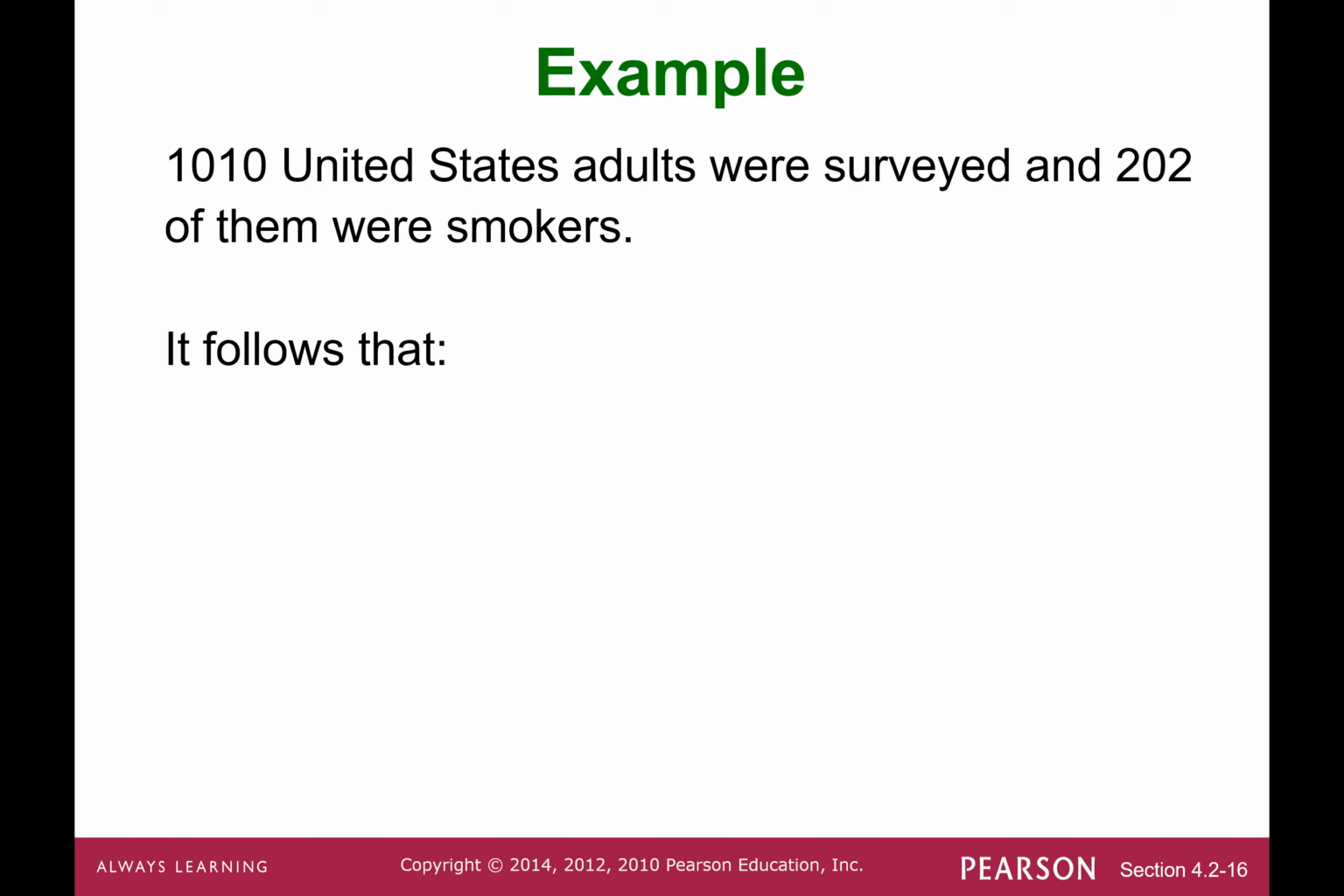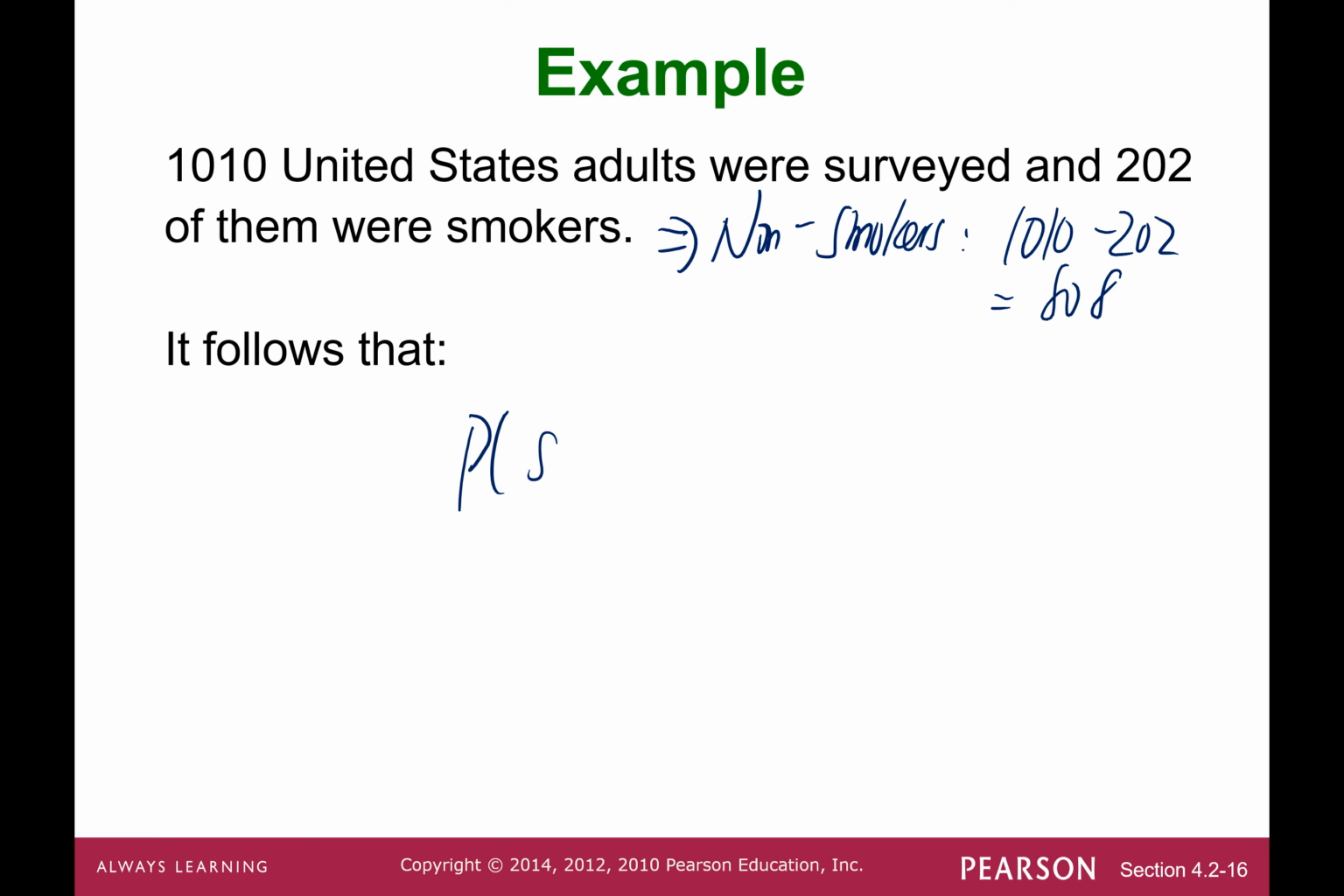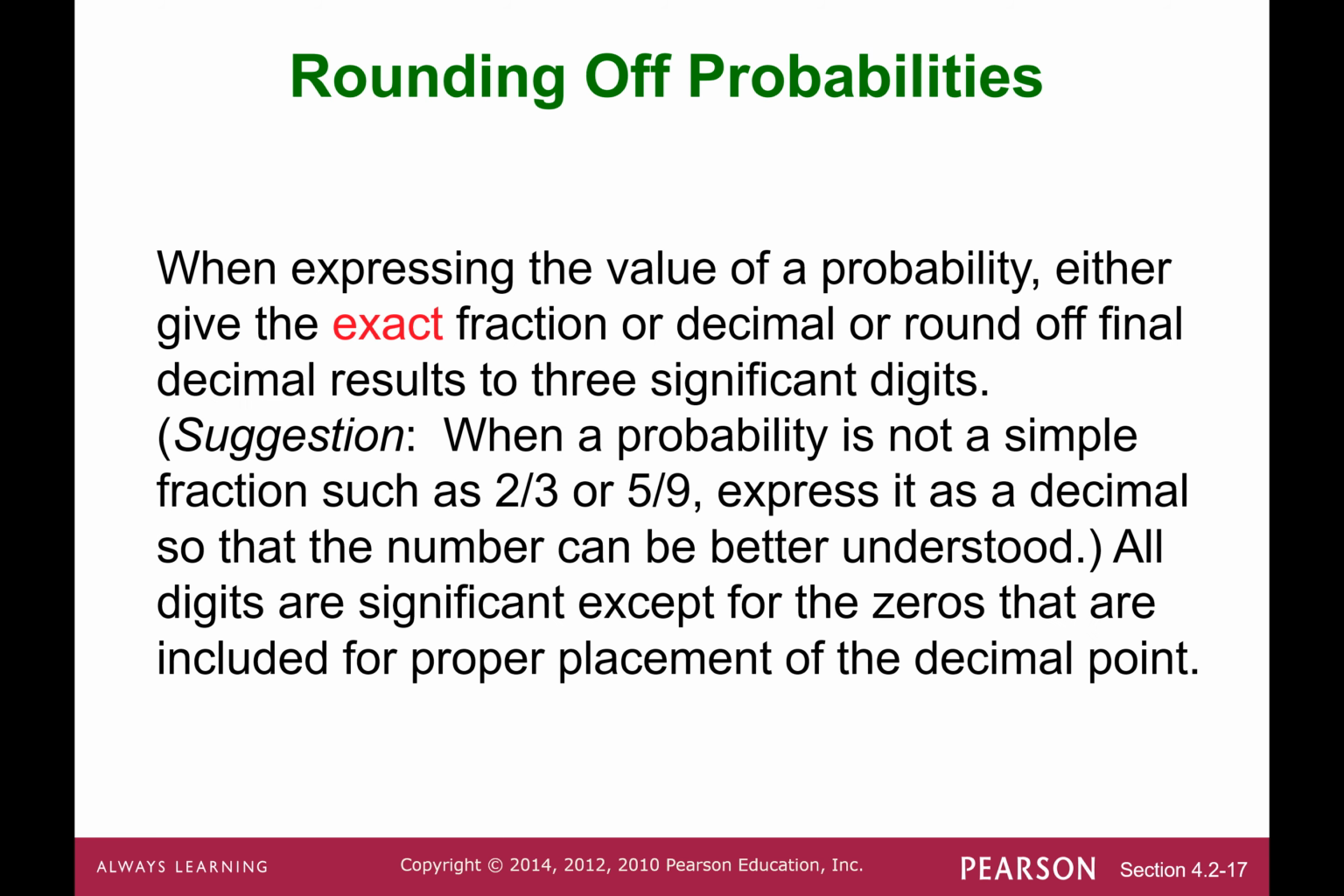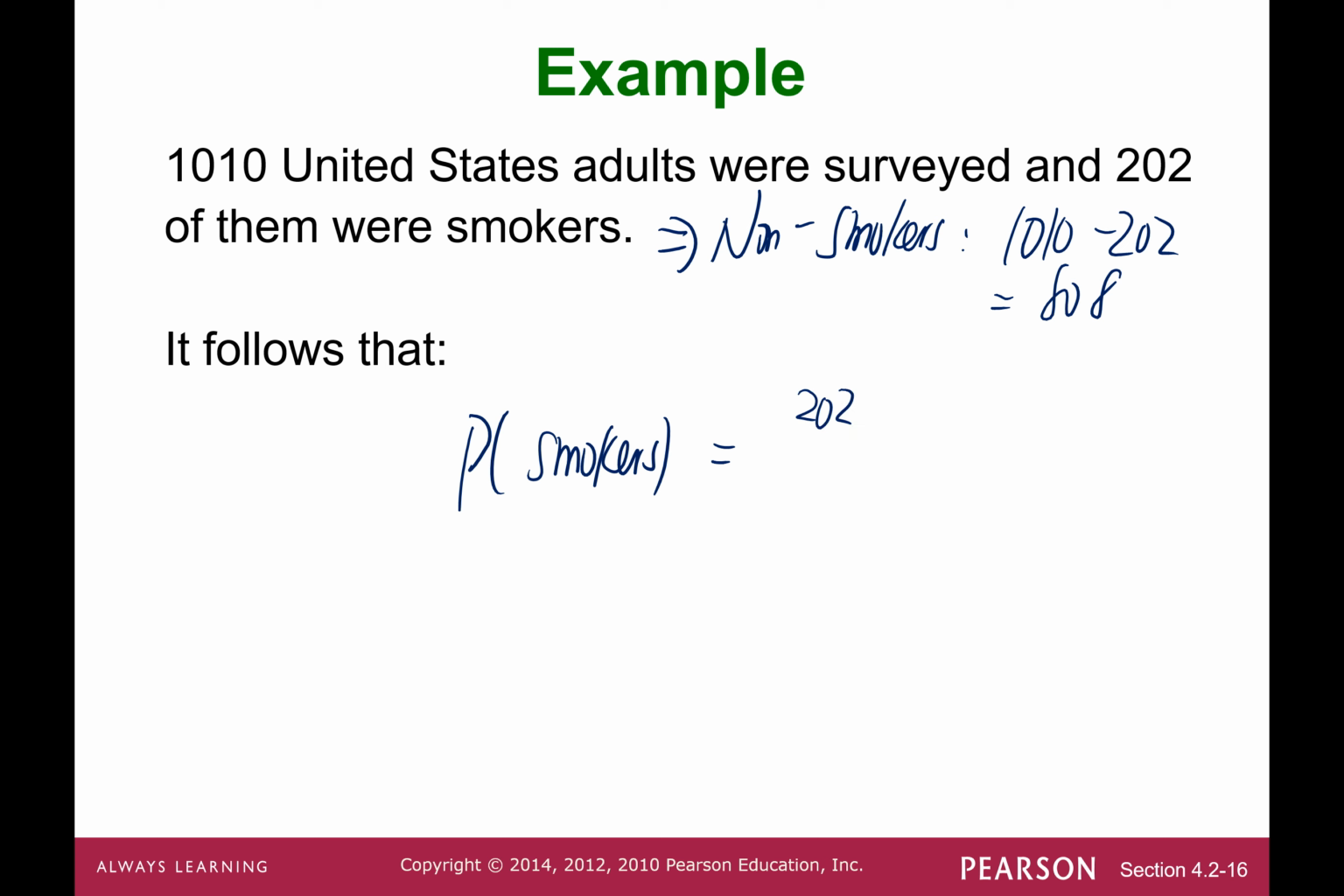Okay. Now let's take a look at this example. 1,010 United States adults were surveyed, and 202 of them were smokers. So we know that people either smoke or do not smoke. So that means non-smokers is 1010 minus 202, which turns out to be 808. 808 adults do not smoke. So probability of smokers is 202 over 1010. That turned out to be 0.2.